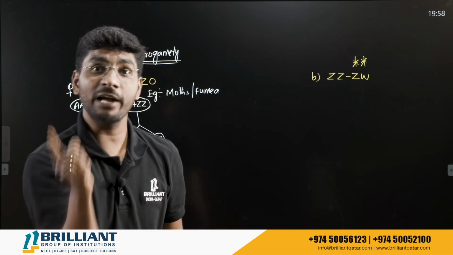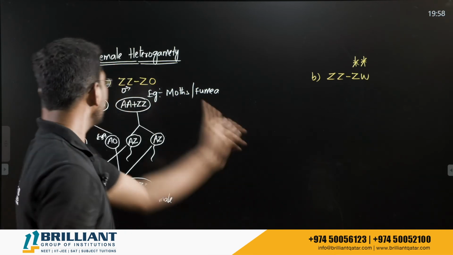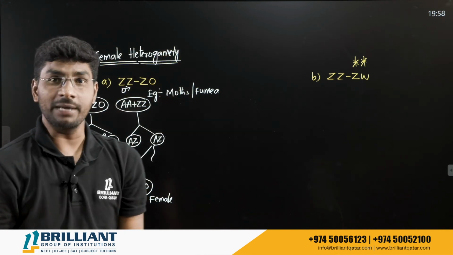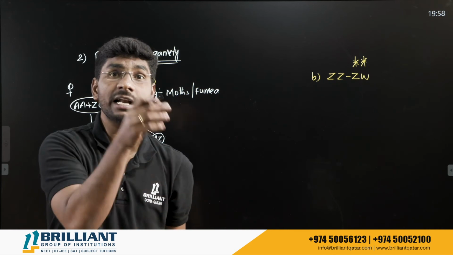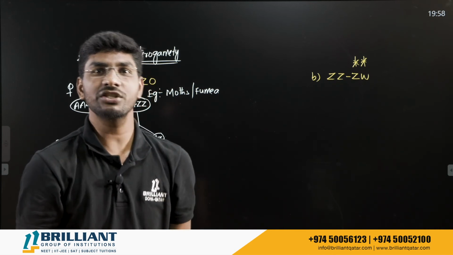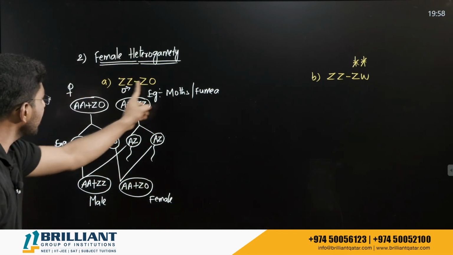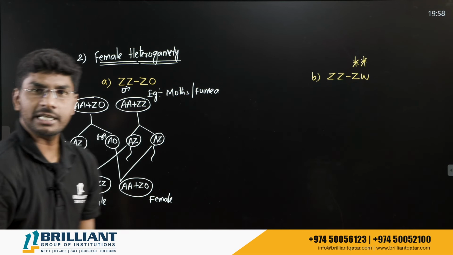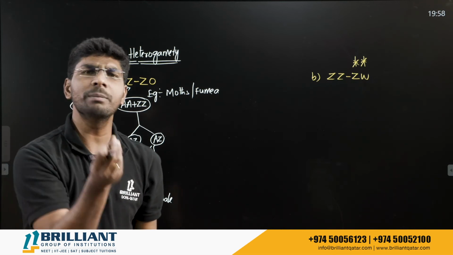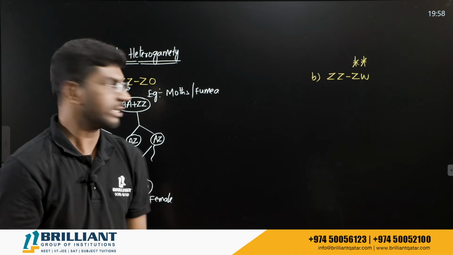The type of egg which is fertilized with the sperm determines the sex. That's why we call it what? Female heterogamety. This time, females are responsible for the formation of different sexes in the next generation. You got my point? So this is ZZ-Z0 type of sex determination. Example, some insects, and also a few butterflies show this type of ZZ-Z0 sex determination.